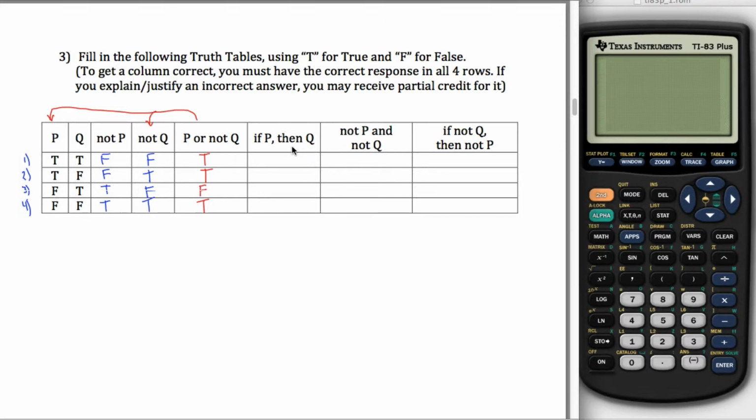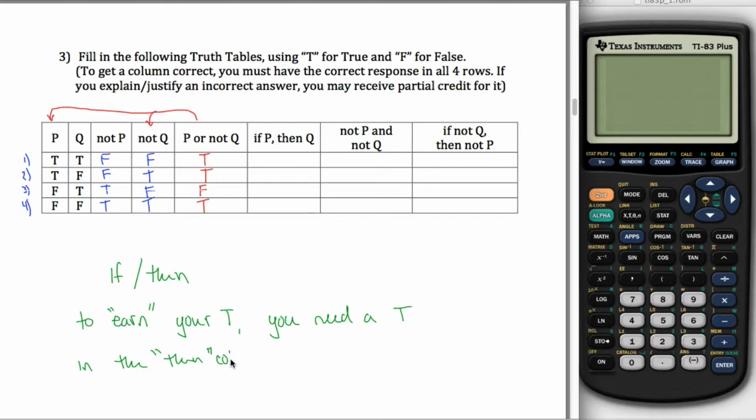Okay, next, probably even more complicated. This is the one that throws people off the most. The if-then ideas. If-then. To earn your T, you need a T in the then column whenever you have a T in the if column.